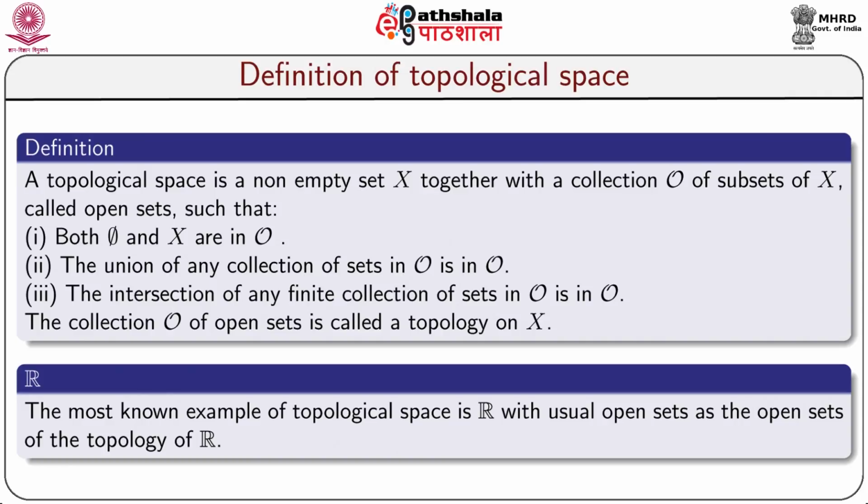Our most known example of topological space is the set of real numbers. This is generally called the usual topology. Here, what we know from elementary real analysis as open sets, we can easily verify that open sets here satisfy these properties. That means in R the empty set is open, whole R is open. We know in R an arbitrary union of open sets is open, and a finite intersection of open sets is open.